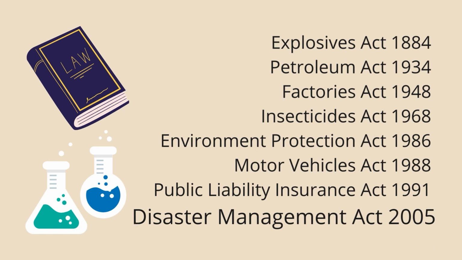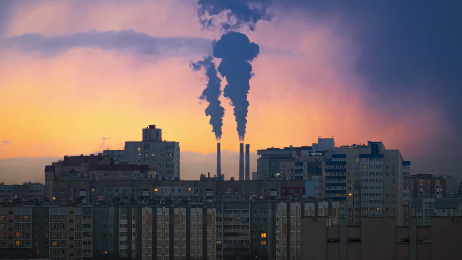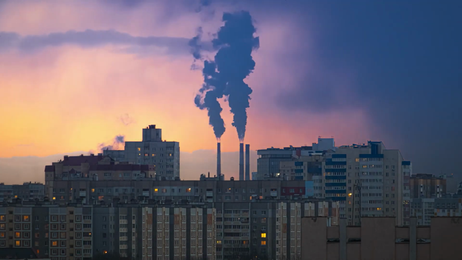The various acts covering the industry, important ones, are the Explosives Act 1884, Petroleum Act 1934, Factories Act 1948, Insecticides Act 1968, Environment Protection Act 1986, Motor Vehicles Act 1988, Public Liability Insurance Act 1991, and Disaster Management Act, that is 2005. So we have to see off-site as well as on-site chemical industrial emergencies.